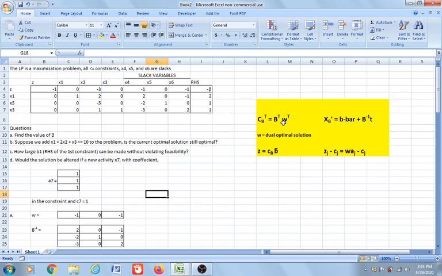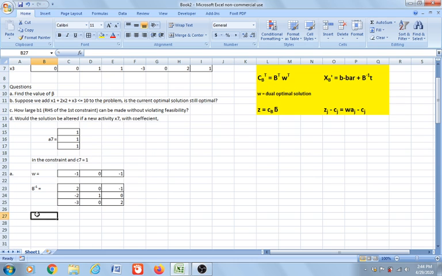And what is B? B is the inverse of B inverse. So we need to take the inverse of the B inverse matrix in order to get B. The inverse of a 3 by 3 matrix is a 3 by 3 matrix.